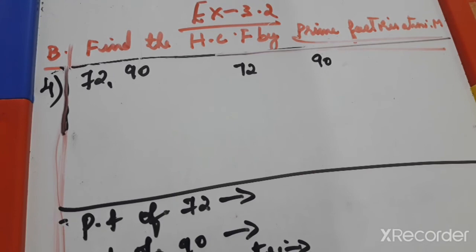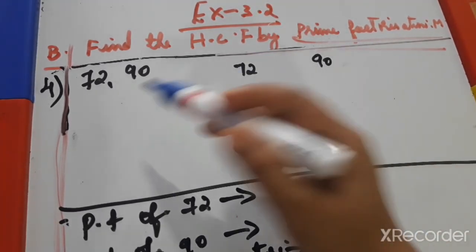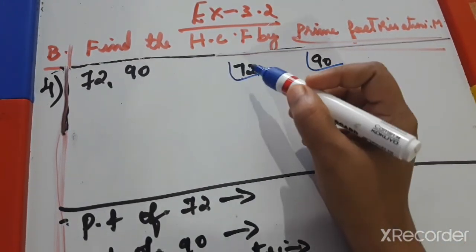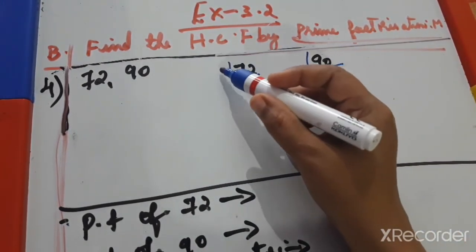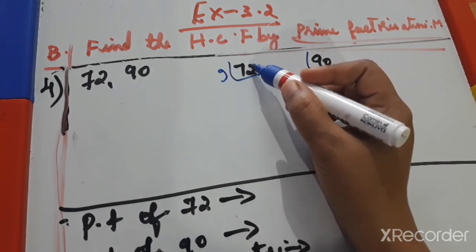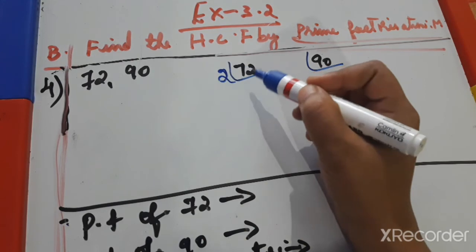Now the fourth question: find the HCF by prime factorization. The question is 72 and 90. Now find the factors with the division method. Which table can we try? 2, because the last digit is even. When the last digit is even, we can divide with the 2 times table.